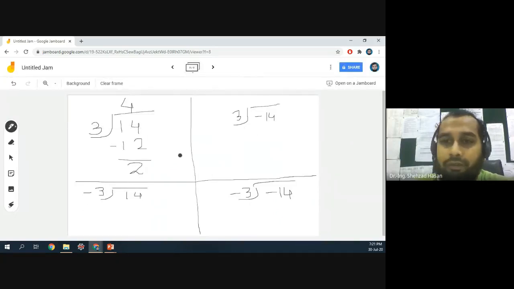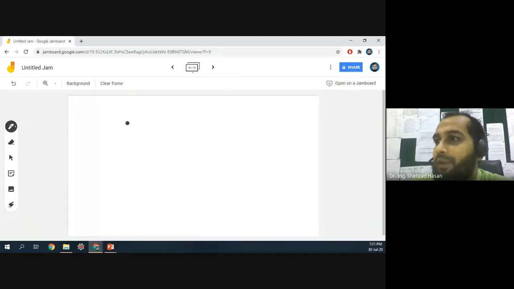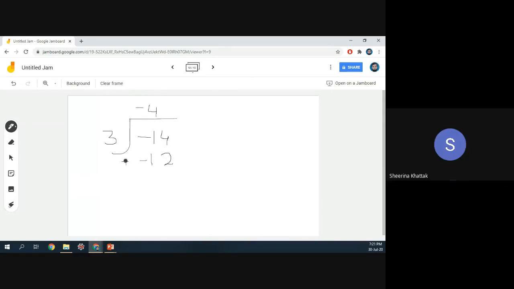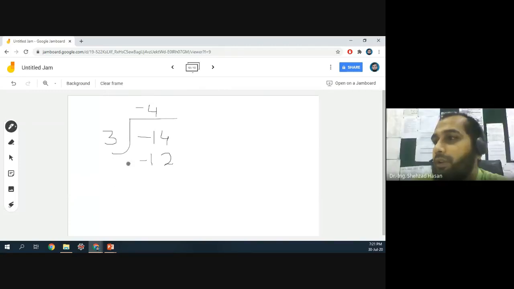So the equation remains the same. What should be the result of this? 3 into minus 14. Okay. So if I do this, 3 into minus 4 is minus 12, and I'm going to get, sorry, not a plus, a negative over here. So I'm going to get what? Minus 2. Right?